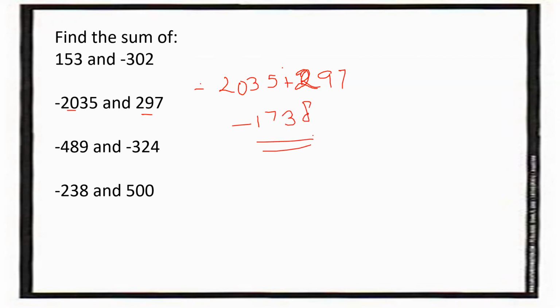So the sign of the greater number will come. 297 is the greater integer but the smaller number. This is the smaller number and this is the bigger number. This is the smaller integer and this is the bigger integer. But here we are not talking about the integer, we have to talk about the number. So this is the greater number and the sign of the greater number will come, that is minus. Simply minus 1738.